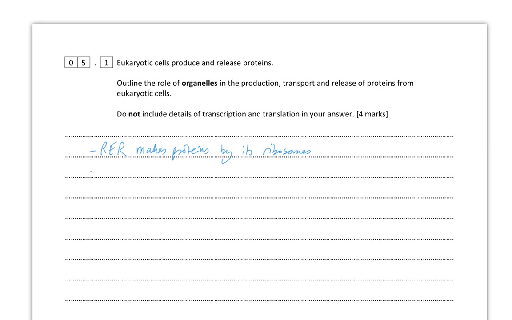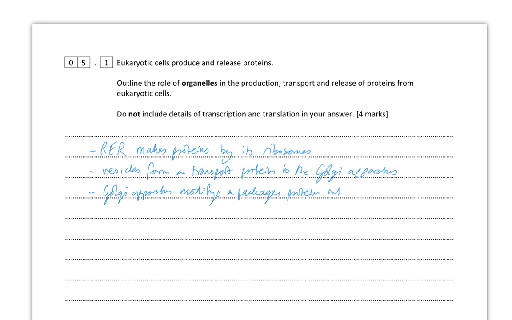Then vesicles form and transport proteins to the Golgi. No mark for Golgi, it has to be apparatus. And then the Golgi apparatus modifies and packages proteins into more vesicles.